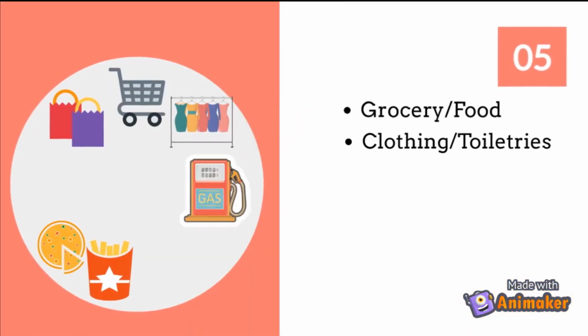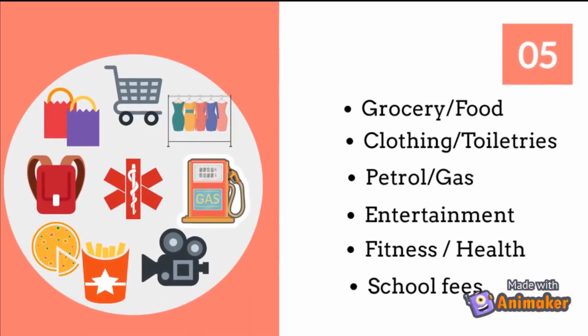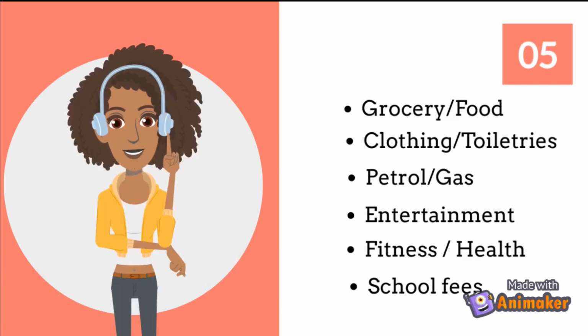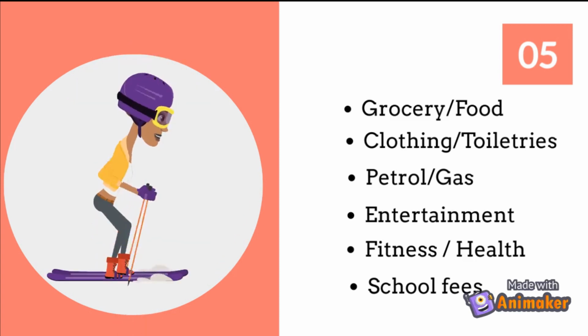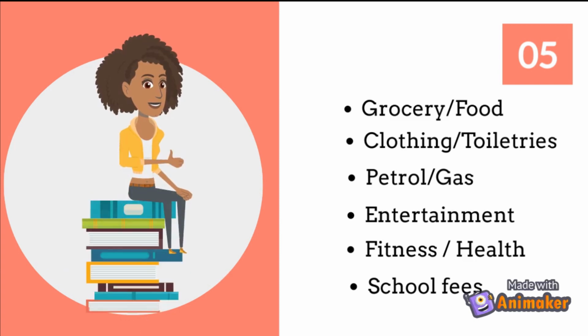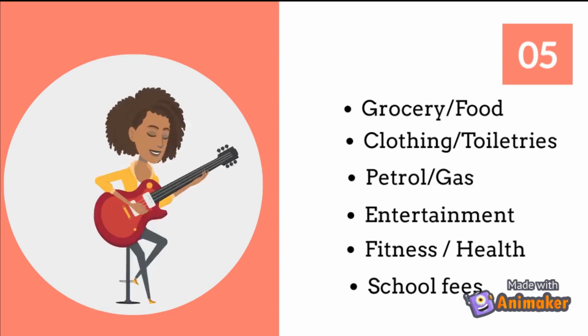These are just examples of variable expenses that you may incur in this lifetime. The main ones being grocery, food and beverage, clothing, toiletries, petrol and gas for private transport to and from work, and those opting for public transport will have train or bus fare or Uber. Next, we also have entertainment and expenses for those who are fitness and health conscious. And finally, families with kids need to factor in school and material fees, sports club, and other association fees.